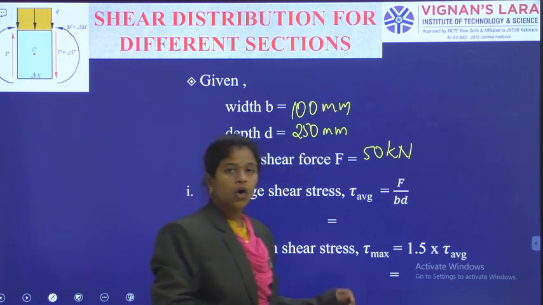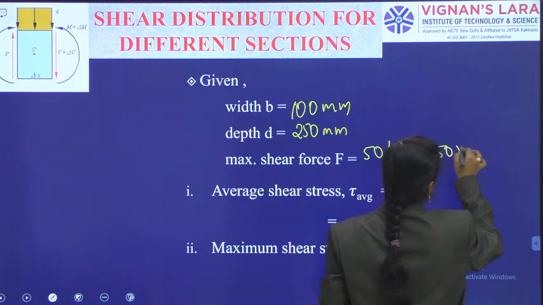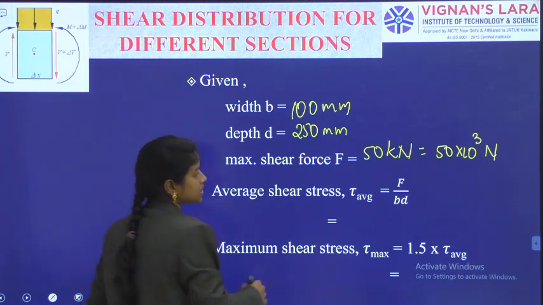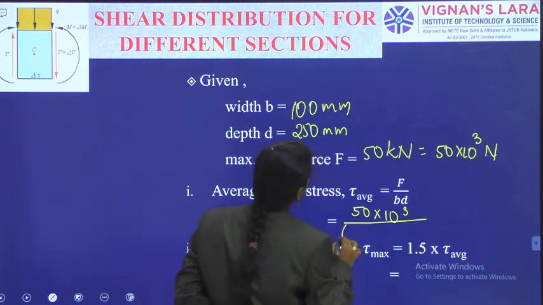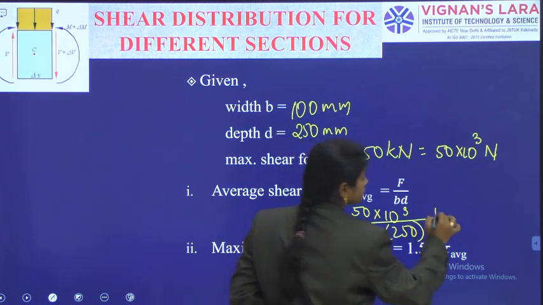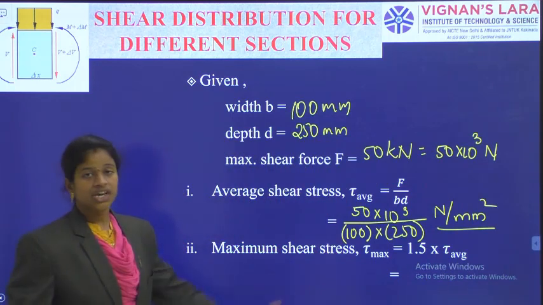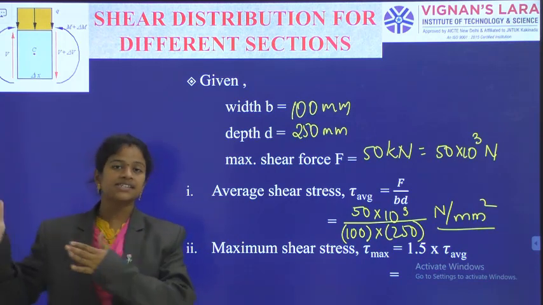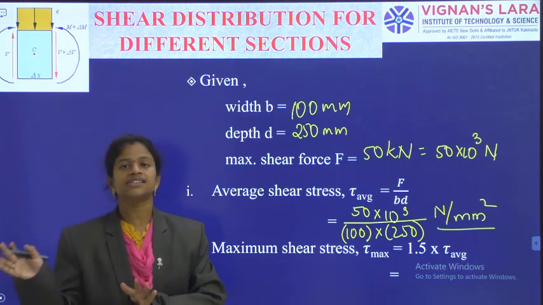We should substitute in newtons and mm. So I am taking 50 into 10 cube newtons. Now average shear stress is equal to the shearing force by the shearing area, which is 50 into 10 cube newtons divided by 100 into 250 mm. In this way, the corresponding answer will come in newton per mm square. Average shear stress is simply the shear stress we remembered from the first chapters.